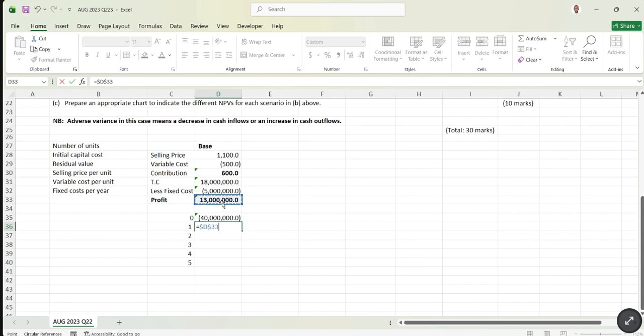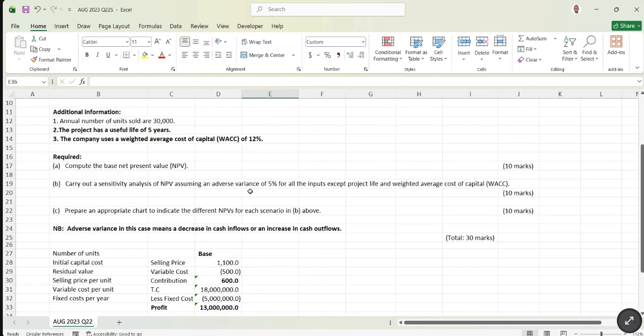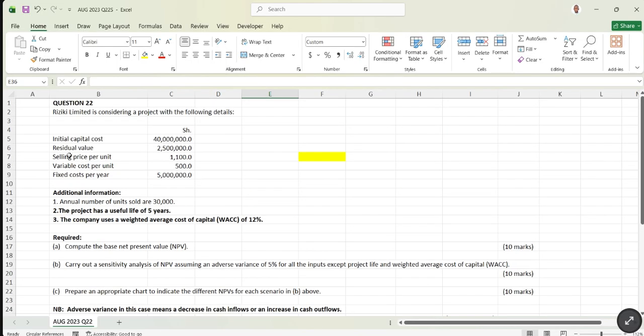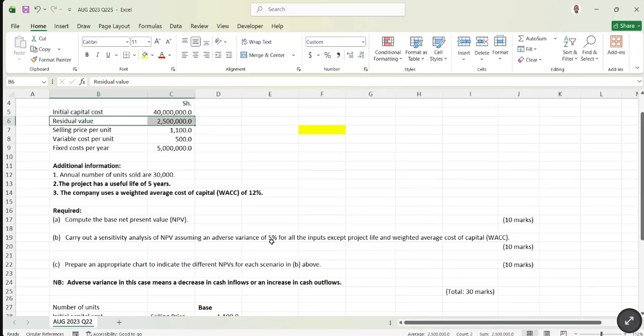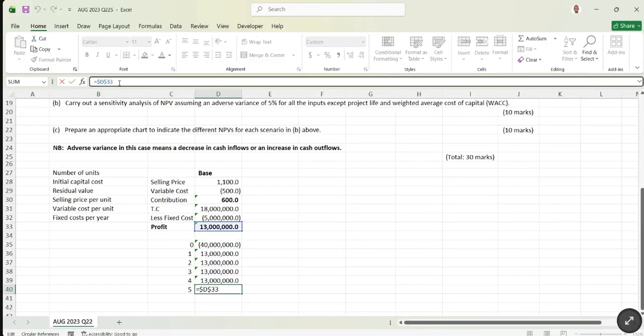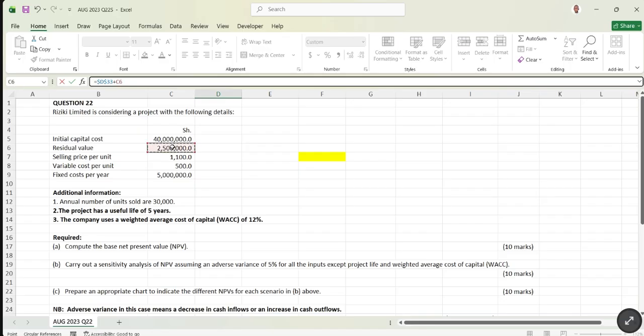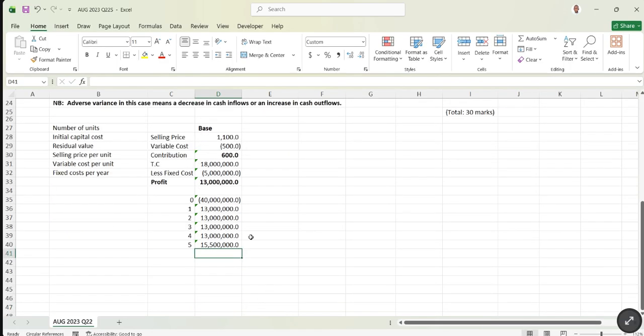Now we need to lock this, then I drop it down like that. But they're saying that we have a residue of how much? 2.5, is it? 2.5. So I can come here, add 2.5. That is for the last year.